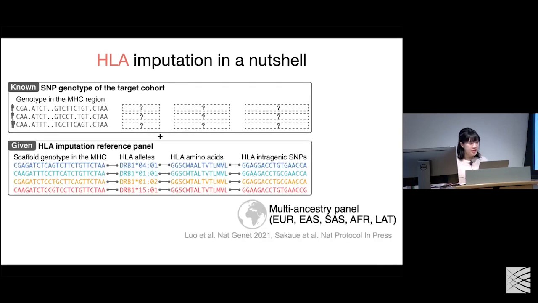We then utilize the HLA reference panel, which includes SNPs, HLA alleles, amino acid sequences, and HLA intragenic SNPs as something known for those individuals. Given the extreme diversity across ancestries, we recently created a multi-ancestry HLA imputation reference panel covering major populations to enable accurate HLA imputation in the global population. And I will touch on this later in this session.